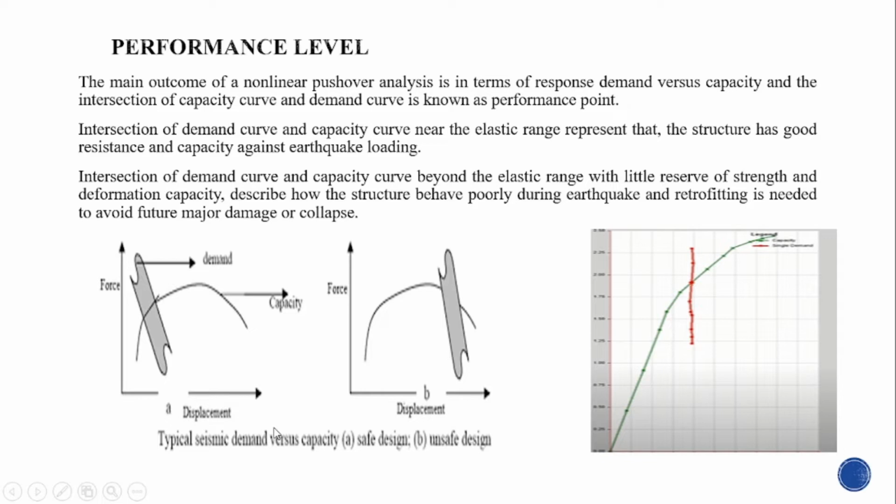This figure also shows the force displacement relationship. Look here, this is the capacity curve, and the demand coming from earthquake loading is shown. In this condition the building is safe, because the structure has good capacity against the earthquake loading, or the demand.